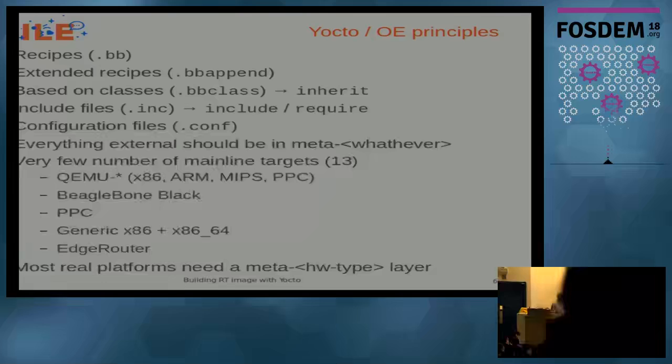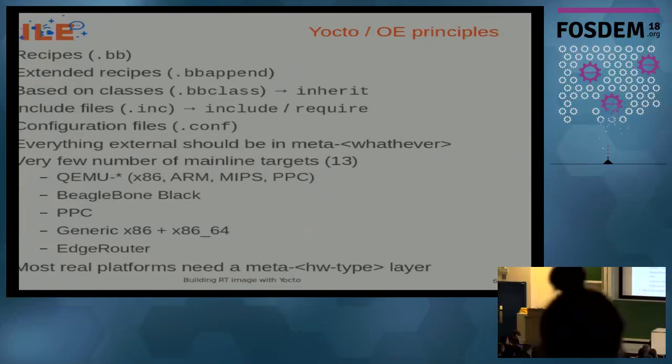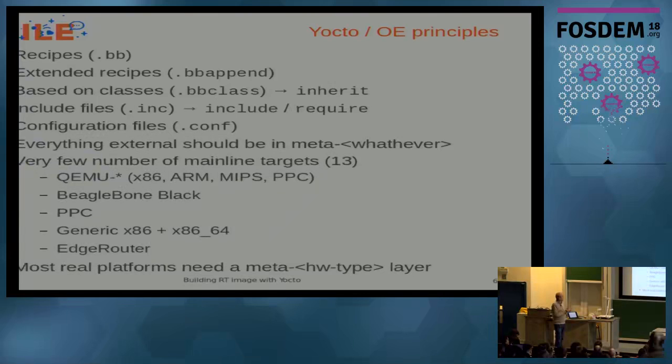And there is a very small number of baseline targets. That was not the case for Open Embedded, so it was a real problem. With Yocto, you have only a few targets: BeagleBone Black, one PC board, generic x86 and an EdgeRouter. I didn't use the EdgeRouter. And if you want to add a new platform, such as Raspberry Pi, you need to add a BSP layer.